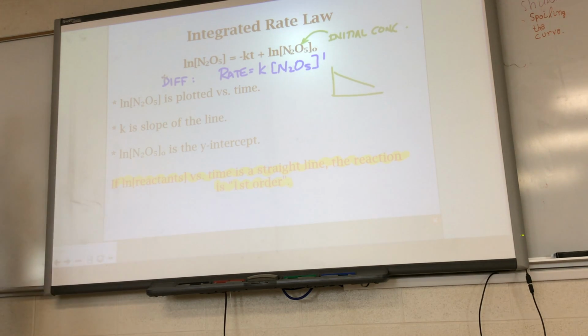When you plot the natural log of the reactant concentration versus time, if you get a straight line, that means the reaction was first order. The reactant was first order. Now the only common orders are first order, second order, and then back to zero order. So zero, first, and second are really all we'll ever do.